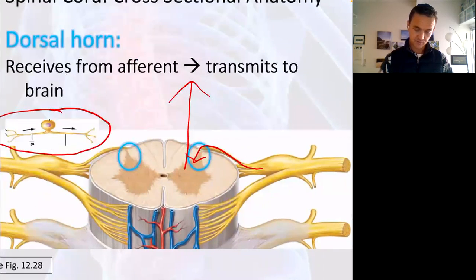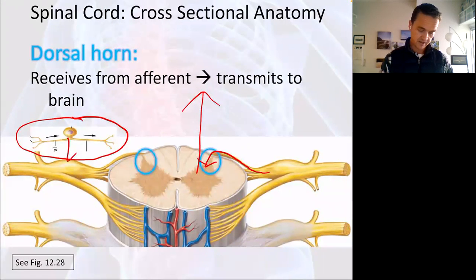The cell body would be right here, and then we've got the neuron, or axons, going both directions, this way going up to the brain, this way going out to the receptor that actually receives the information.